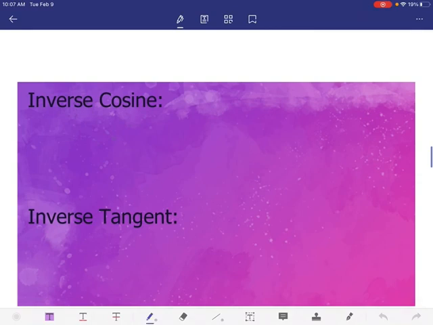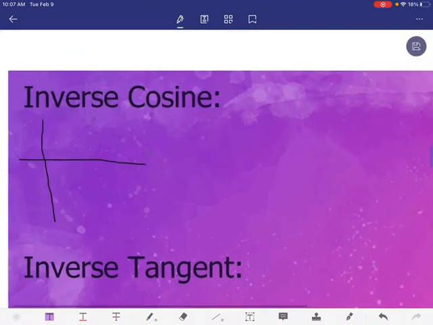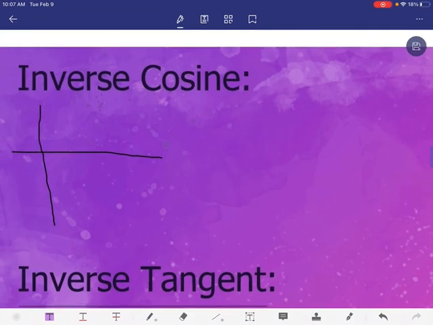So for cosine, remember that our original function starts at our maximum and ends at a maximum at 2 pi. Halfway in between is our minimum. And then halfway in between each of those is our 0. And then it's going to continue in the same fashion, just like our sine did.